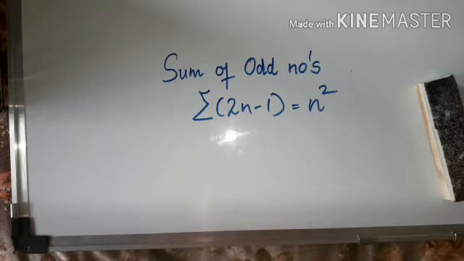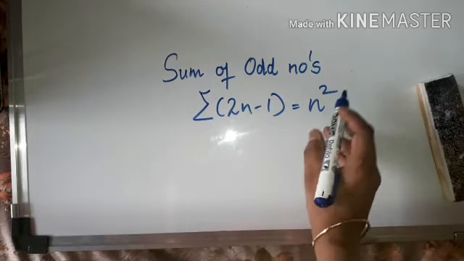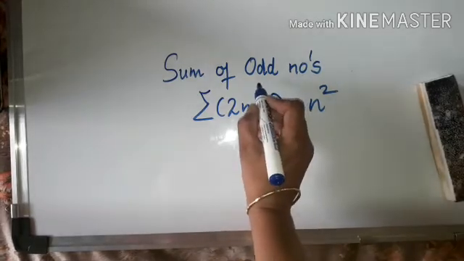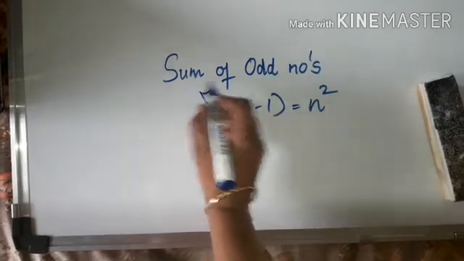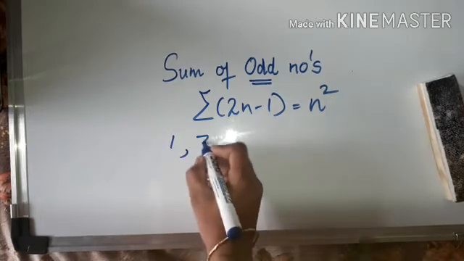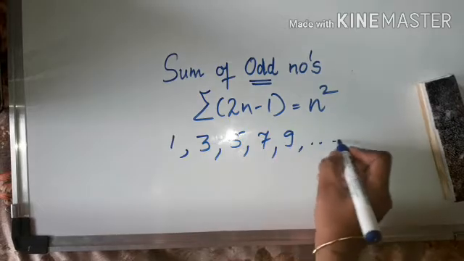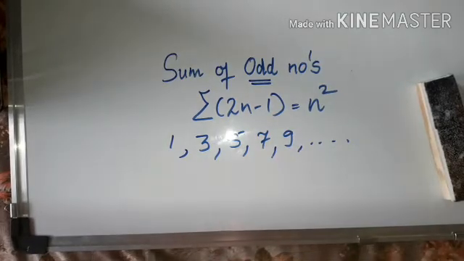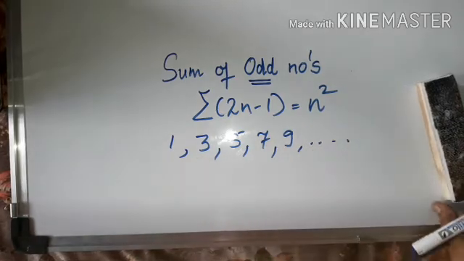Let's verify the formula for the sum of odd numbers, that is, sigma 2n minus 1 is equal to n square. That is, we are going to verify this formula. Now, as you know, the odd numbers are 1, 3, 5, 7, 9 and so on. So, if you want to add these numbers, how can you do it?